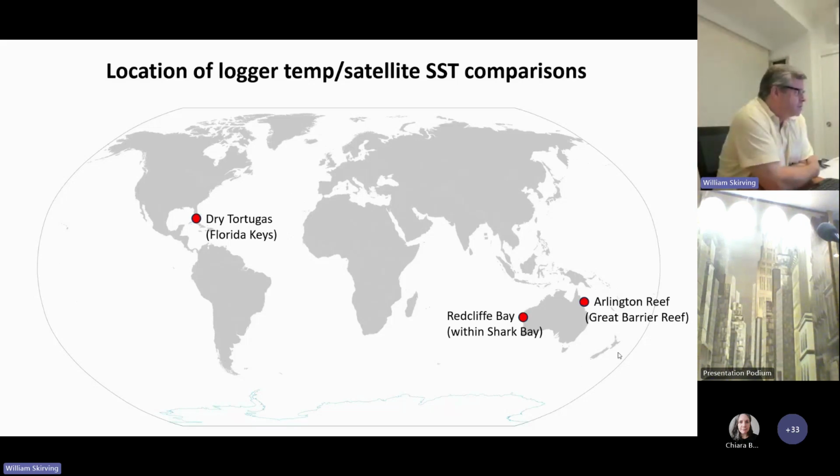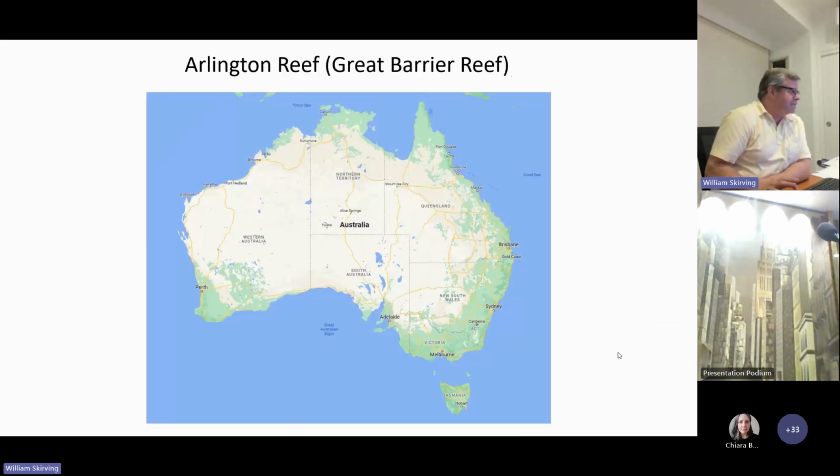So Arlington and Dry Tortugas were satellite data sitting on top of a reef. And then Redcliffe Bay, although there are reefs around, this is really a shallow water example. So I've got 3 examples of the 3 different ocean types that we've got right next to and in and around coral reefs to have a look at. And they spit up some really interesting stuff. So let's get into it.